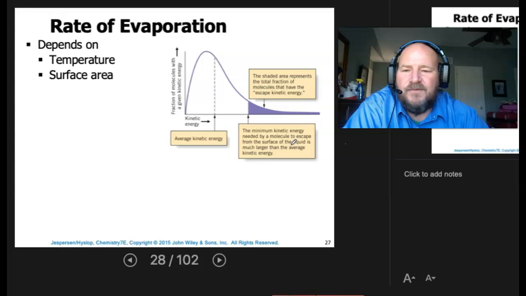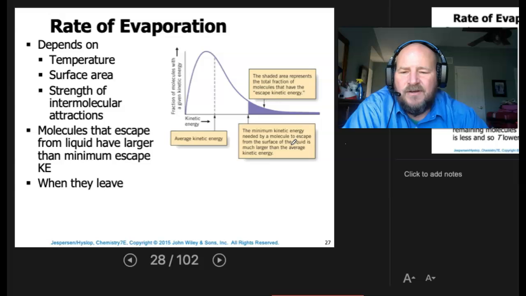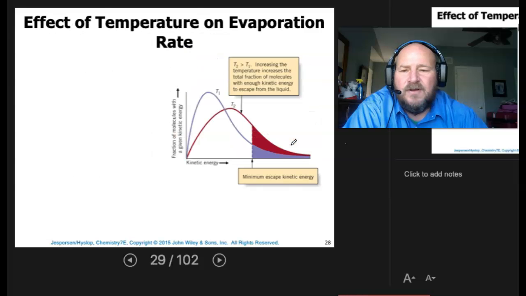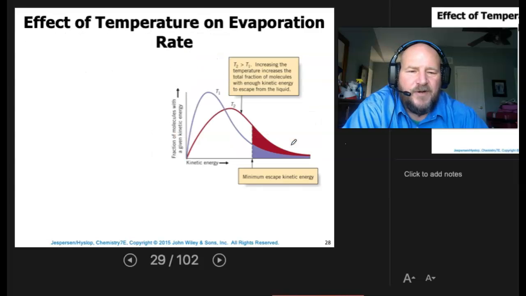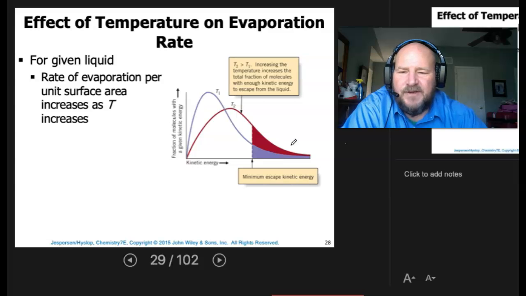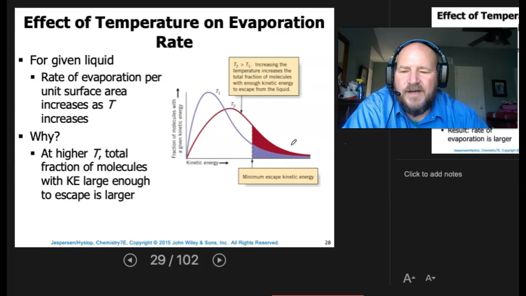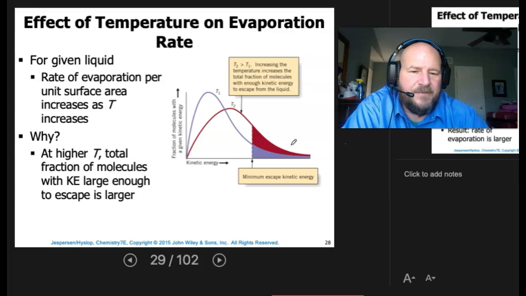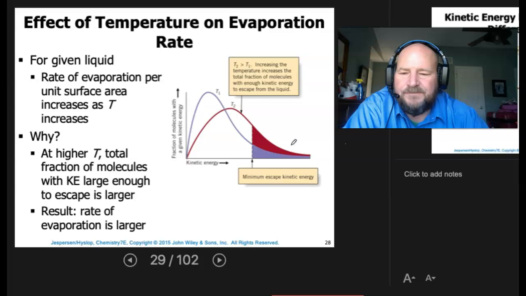Let's see, rate of evaporation, not too worried about that. I'm going to go through that kind of fast. You can read that on your own. The effect of temperature on the evaporation rate: for a given liquid, the rate of evaporation per unit surface area increases as temperature increases. So why is that? Of course, at a higher temperature, the fraction of molecules with kinetic energy large enough to escape is going to be larger.